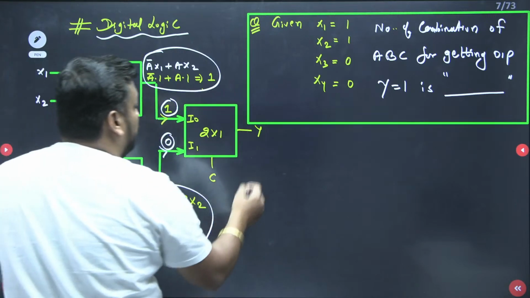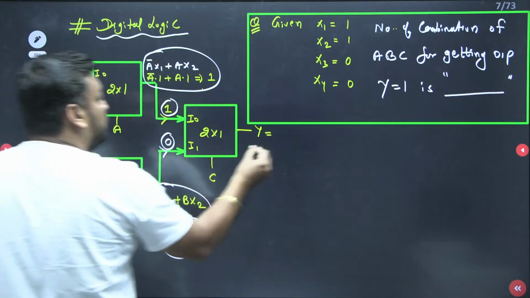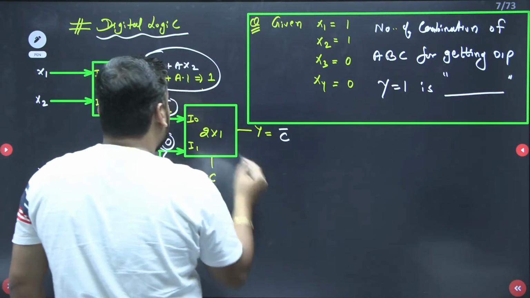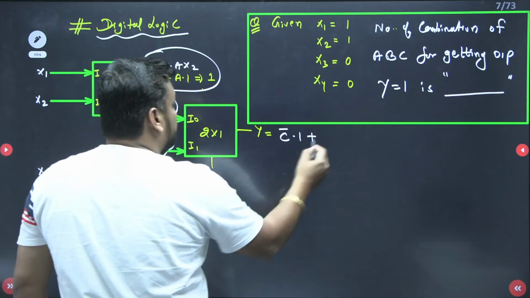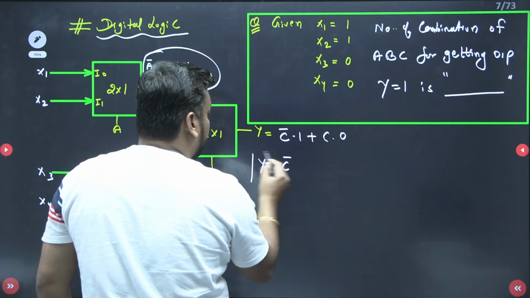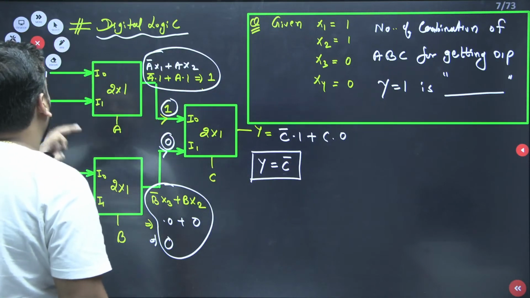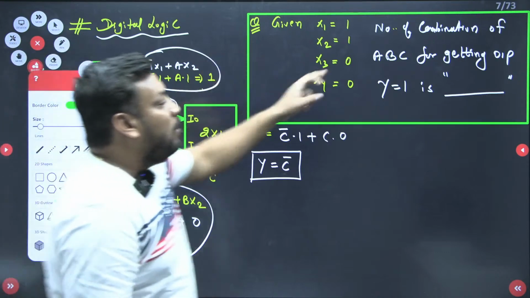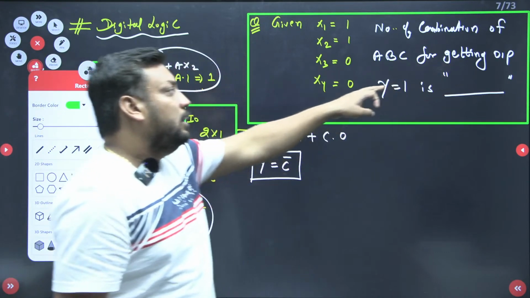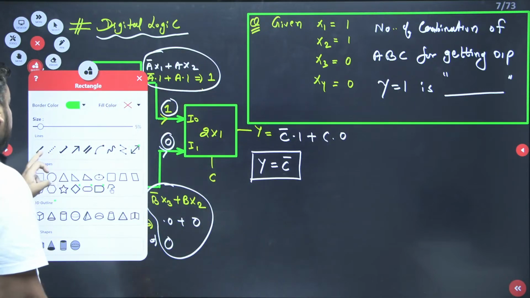So what is the output y? If I write the output expression y, then I will get C bar into 1 plus C into 0. So ultimately the y expression will be C bar. Yes or no, guys? Yes, sir. And student, if C bar is 1 and it asks how many combinations of ABC give output y equal to 1, it means can I make a table? Yes, sir.